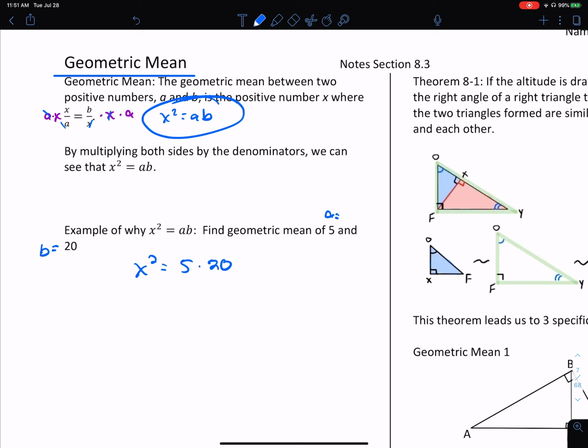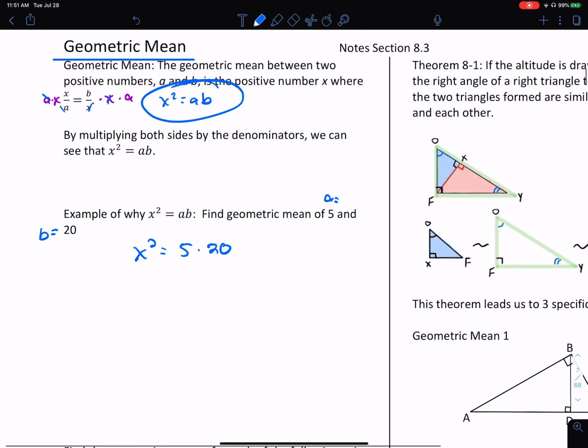Now to proceed, we can do this in a couple different ways. If 5 times 20 gives you a perfect square, go ahead and do that. 5 times 20 does give us a perfect square. So this would be x squared is 100. And then if you square root both sides, anytime you initiate a square root, it's plus or minus. Square root of 100 is 10. Well, is it positive 10? Is it negative 10? Is it both? What it says here, the geometric mean has to be a positive number. So x is just 10.